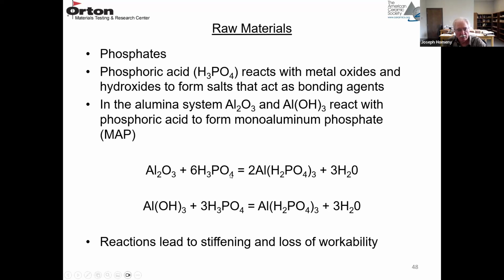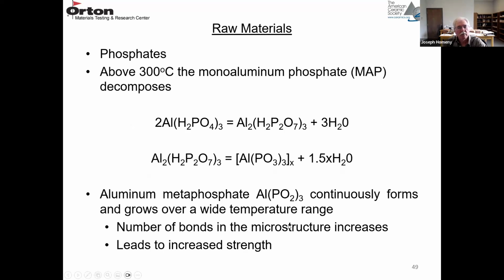So alumina plus phosphoric acid or hydrated alumina plus phosphoric acid are all going to form this compound, Al(H2PO4) taken 3 times, and there's going to be a water byproduct. So this is MAP, the monoaluminum phosphate. So when this forms, it stiffens the matrix, you lose workability, and the material starts to harden and strengthen. So when you heat this material up above 300 degrees C, the monoaluminum phosphate, or MAP, will decompose.